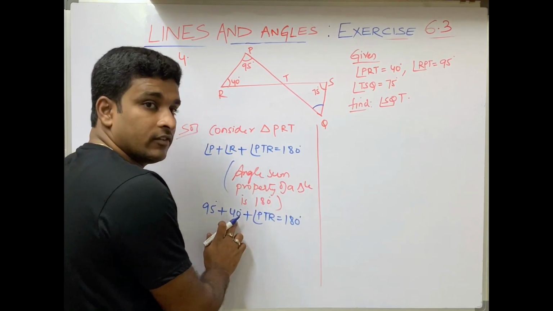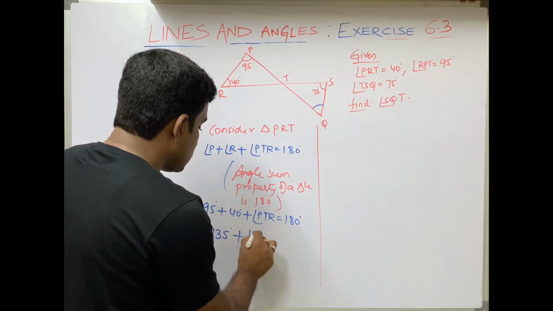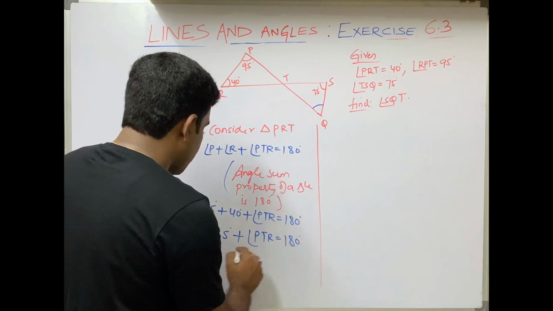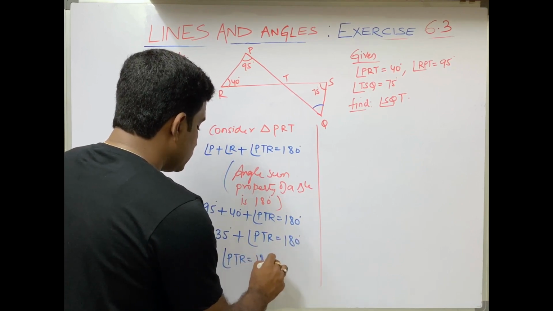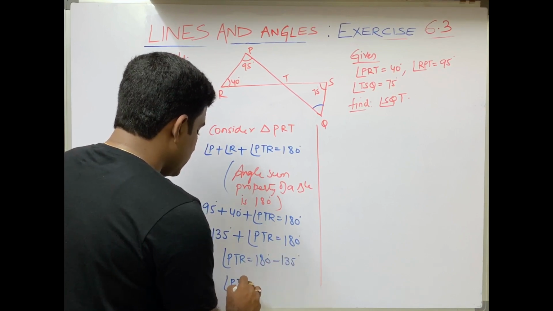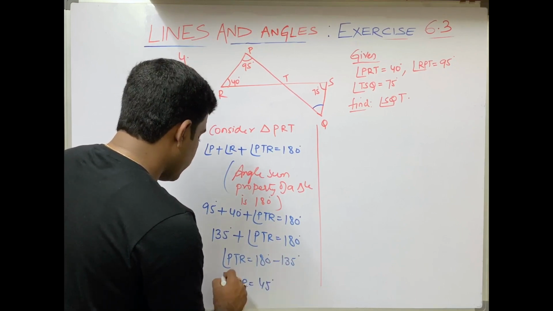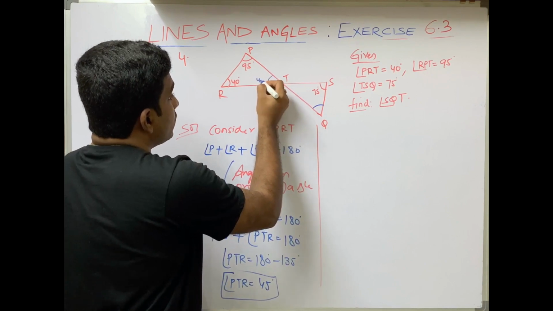95 plus 40 will become 135 degrees plus angle PTR equal to 180 degrees. Angle PTR will become 180 degrees minus 135 degrees, which is 45 degrees. We got angle PTR as 45 degrees.